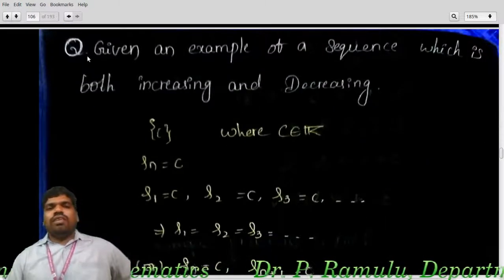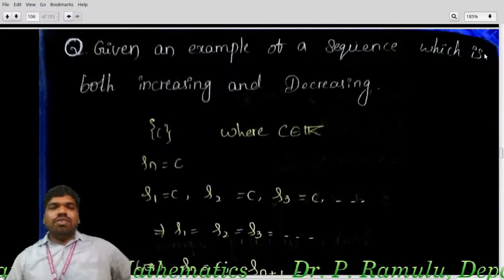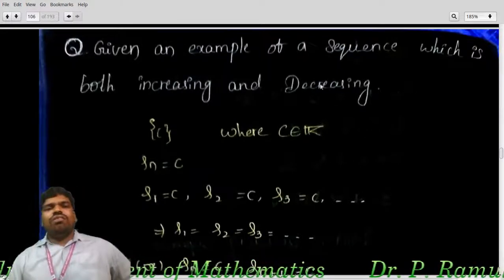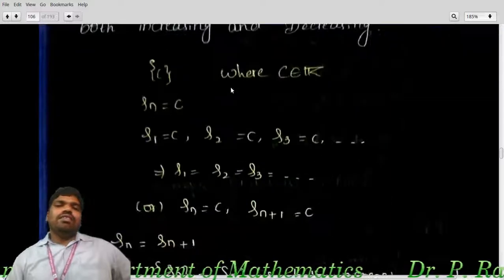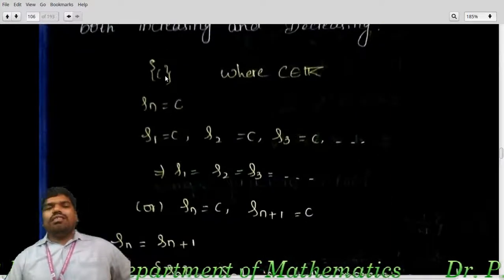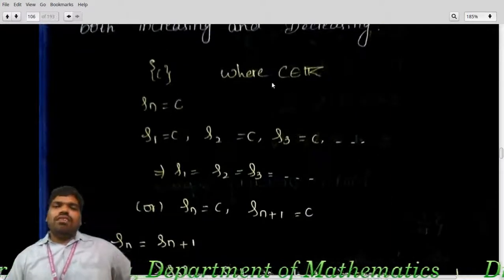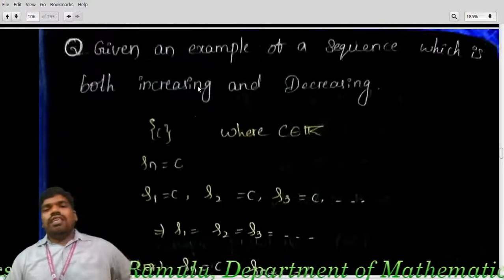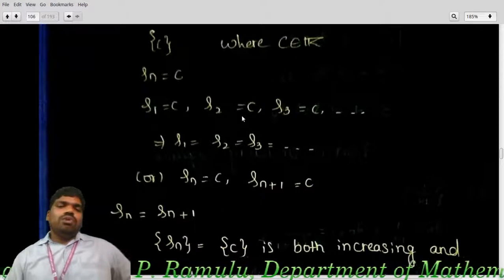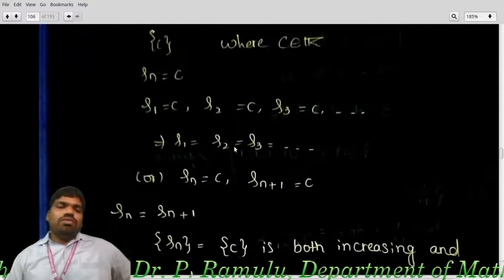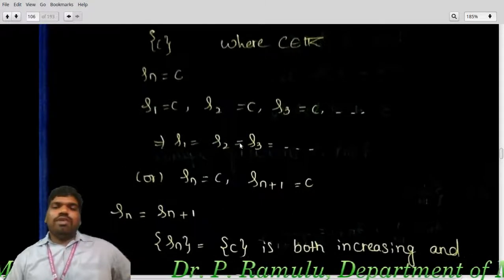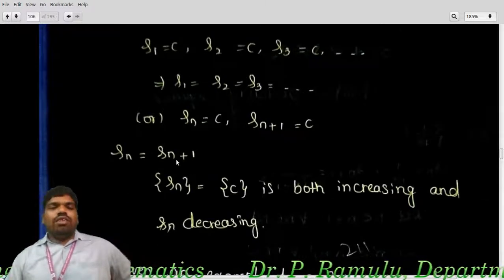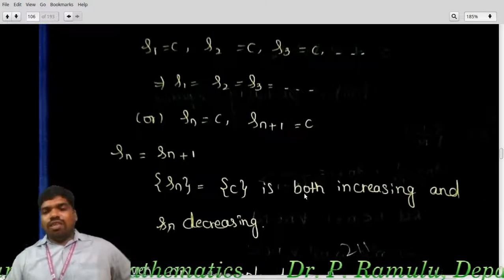Question. Give an example of a sequence which is both increasing and decreasing. I am taking the constant sequence, Sn = C, where C belongs to R. Every constant sequence is both increasing and decreasing, right? Sn = 1, 1, 1, 1 or 2, 2, 2, 2, means all terms are equal. Sn = C, Sn = Sn+1. Sn = C is both increasing and decreasing.